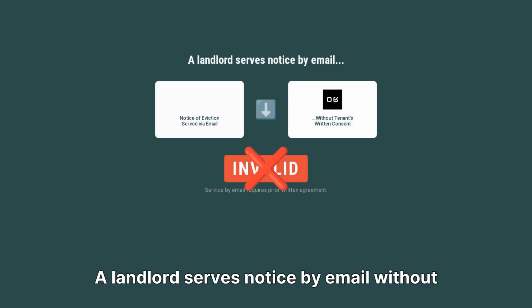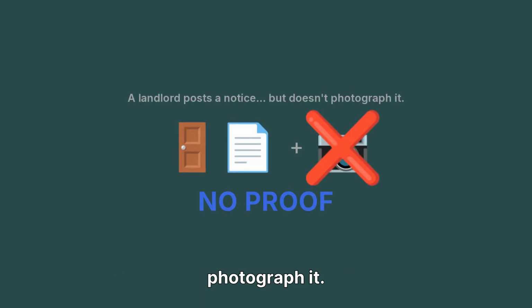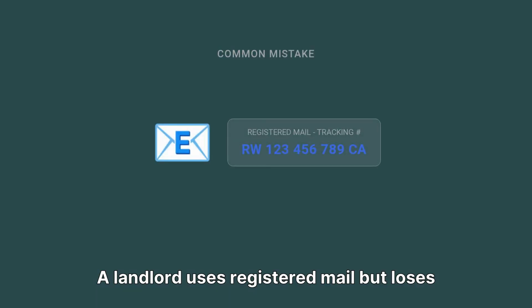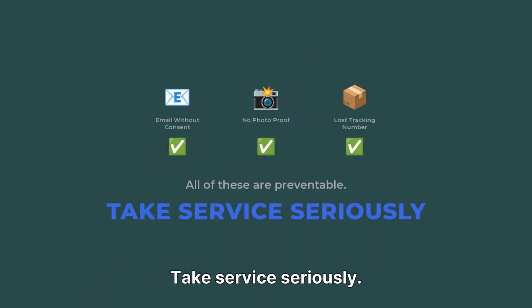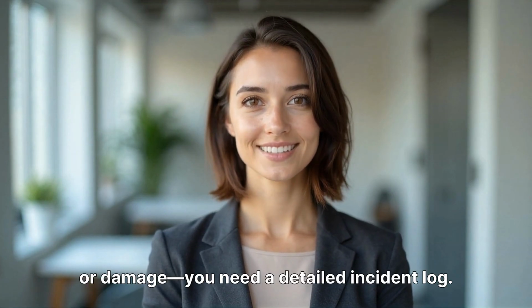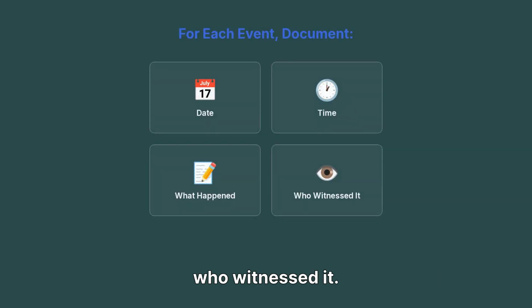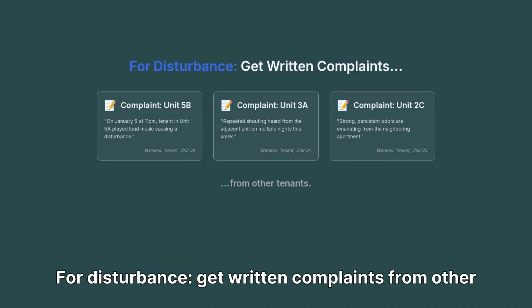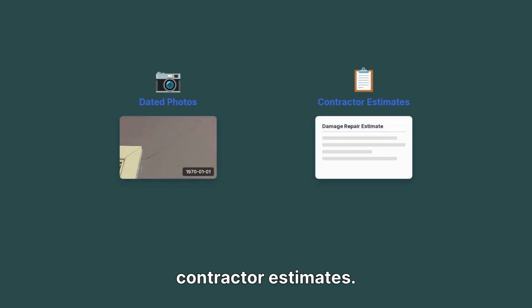Here's what goes wrong. A landlord serves notice by email without consent. Invalid. A landlord posts a notice but doesn't photograph it. No proof. A landlord uses registered mail but loses the tracking number. All of these are preventable. Take service seriously. For a cause eviction, repeated late rent, disturbance, or damage, you need a detailed incident log. For each event: date, time, what happened, who witnessed it. For disturbance, get written complaints from other tenants. For damage, take dated photos and get contractor estimates.